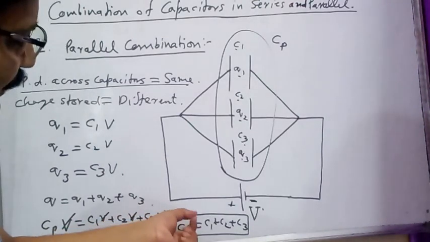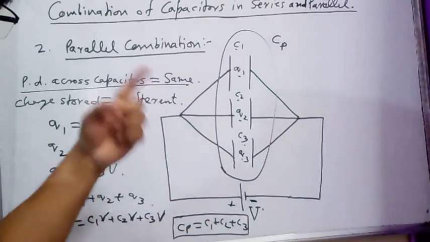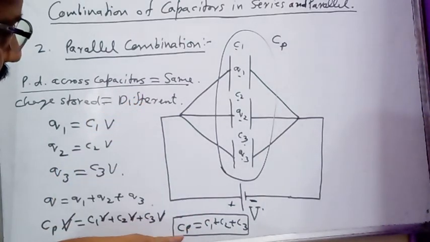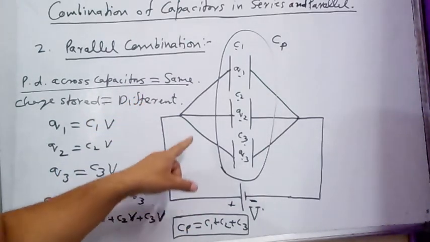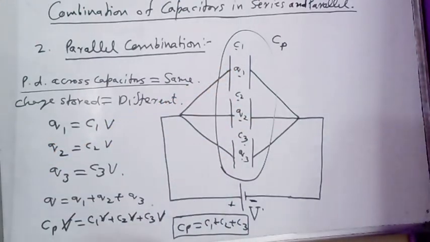And similar formula is used in the case of resistors in series combination. So this is different between capacitor and the resistor combination.